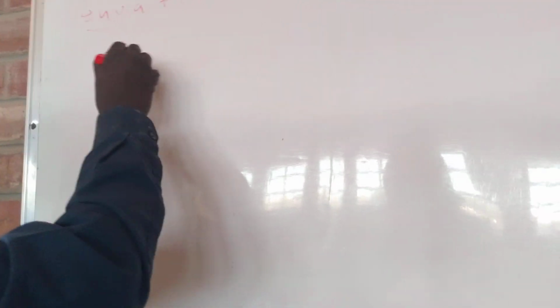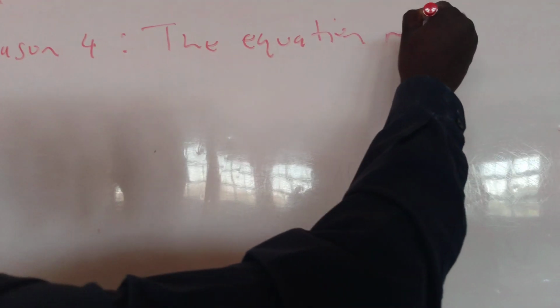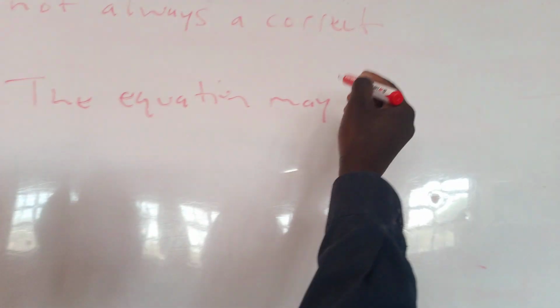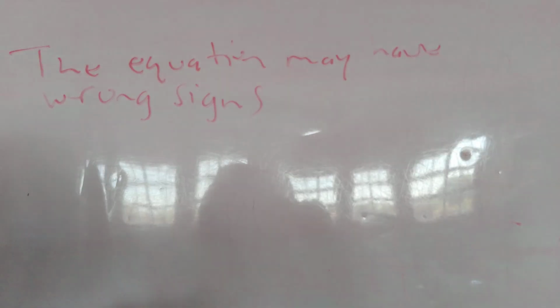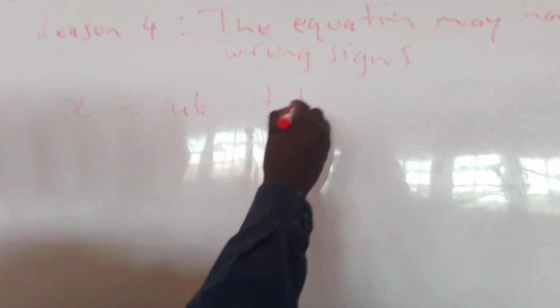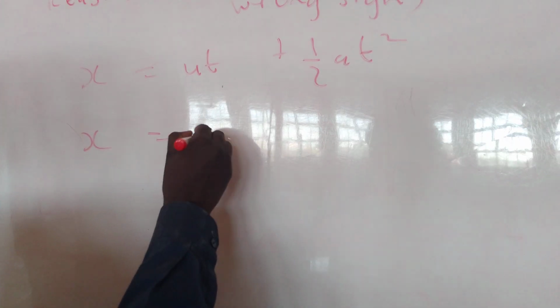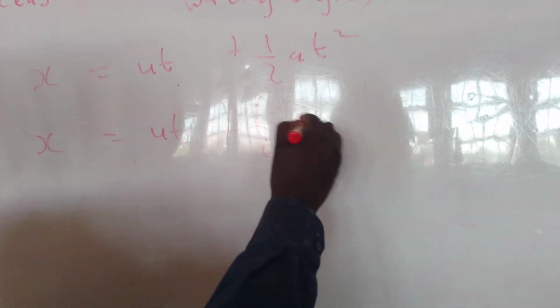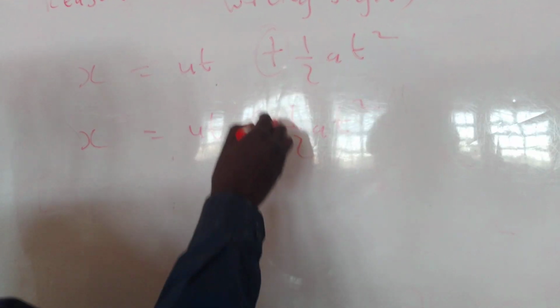Reason 4. The equation may have wrong signs. So signs are very important in an equation. Our actual equation is this one plus half at squared. Suppose somebody says the actual equation is ut minus half at squared. The actual sign is positive, but this one has a negative sign there.